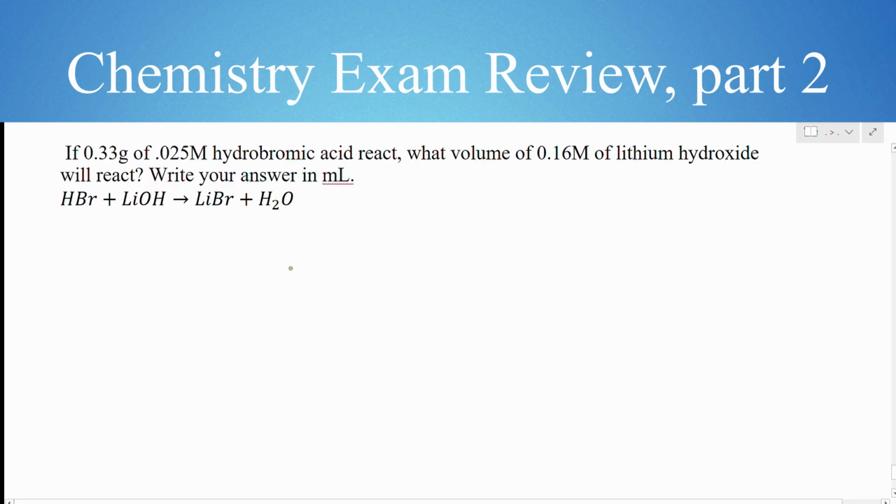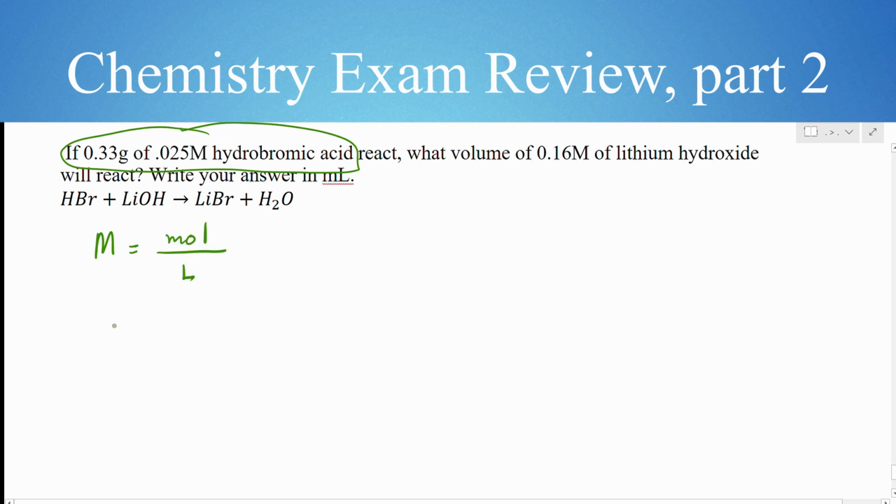If 0.33 grams of 0.025 M hydrobromic acid react, what volume of 0.16 M lithium hydroxide will react? Give the final answer in mL, milliliters. Alright, so we want to know the volume of the base that will react given this information for the acid. And so we need to recall that molarity is equal to moles over liters.